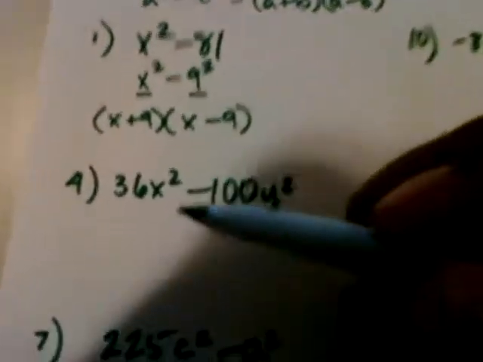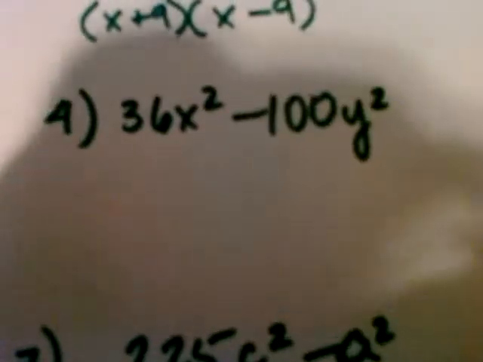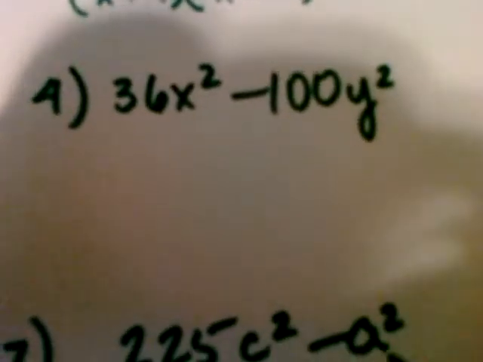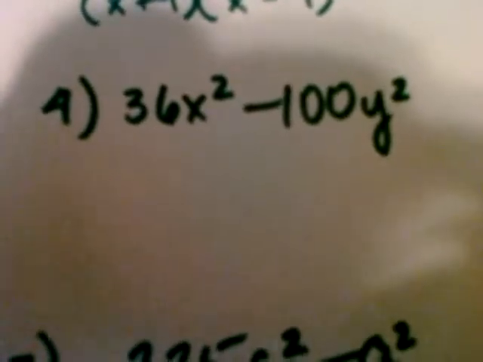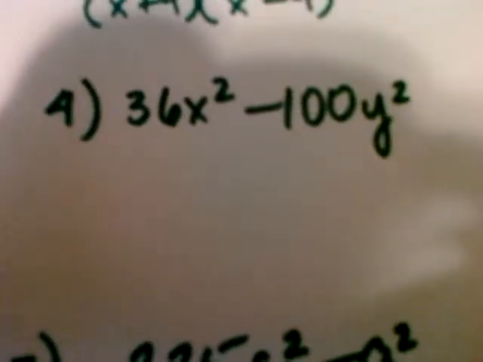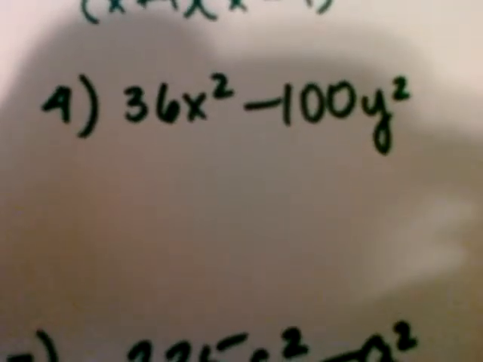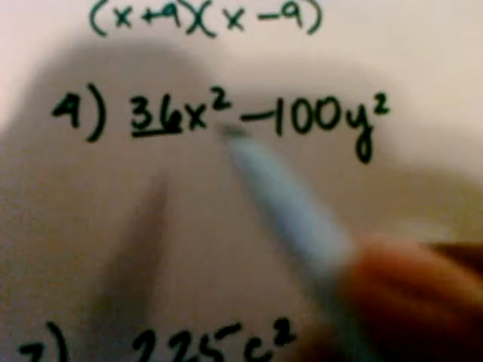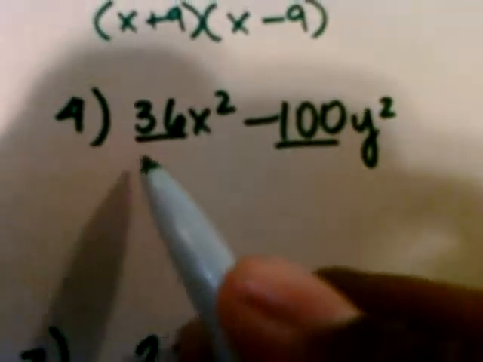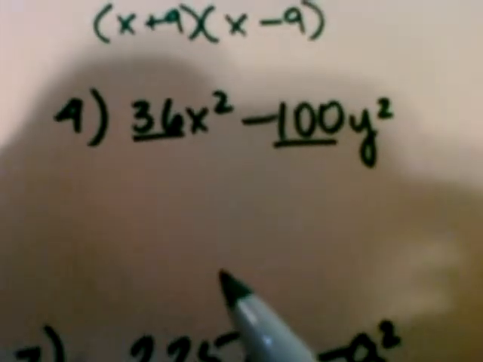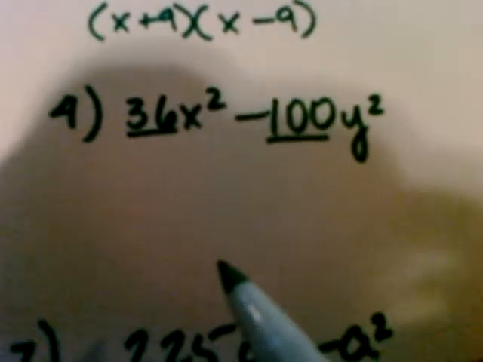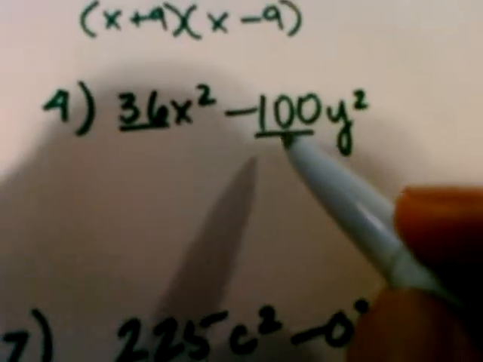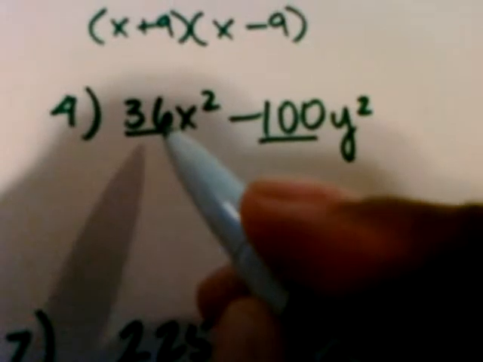Let's take a look at number 4. Number 4 is a little tricky because if you remember from the last lesson, the first step of factoring is to factor out your GCF. And so I'm going to look for the GCF in these two numbers. They both are even numbers, so they both have a factor of 2. They also both have a factor of 4. 4 times 25 is 100. 4 times 9 is 36.